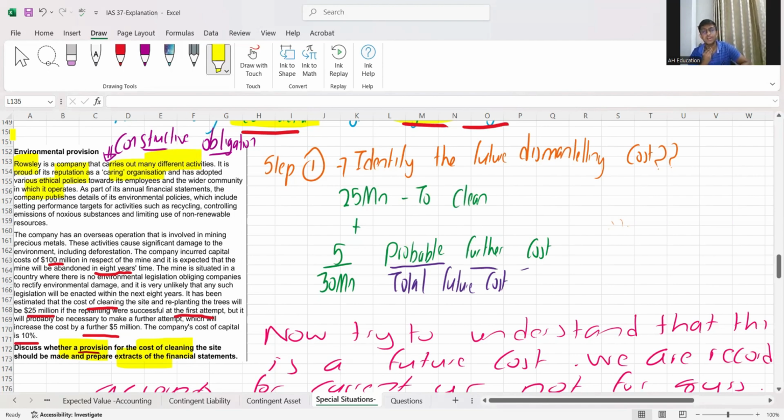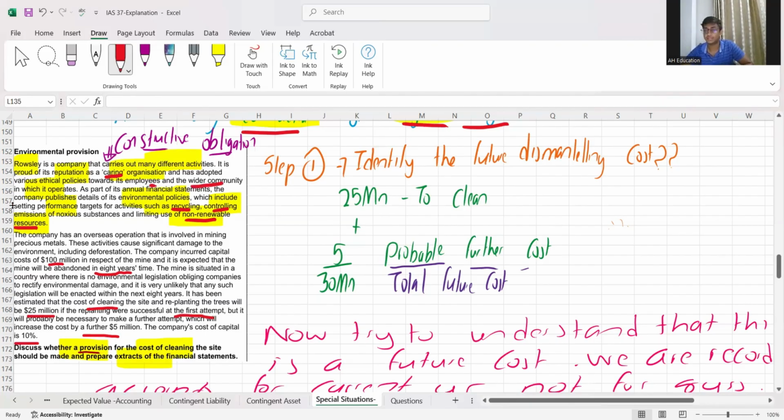Okay, fine. As part of its annual financial statements, the company publishes details of its environmental policies, which include setting performance targets for activities such as recycling, controlling emissions of noxious substances, and limiting the use of non renewable resources. Now, I was very fast, I totally understand, but let me explain. See, Rosely has created an image as well as positioned themselves to be an organization which is caring towards the environment. Why? They do recycling, they control carbon dioxide, and they limit the use of non renewable resources.